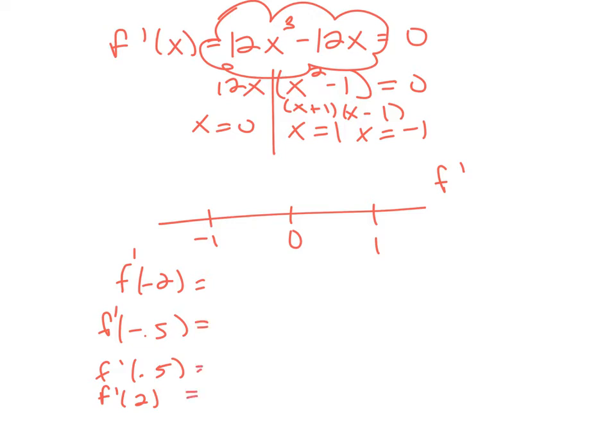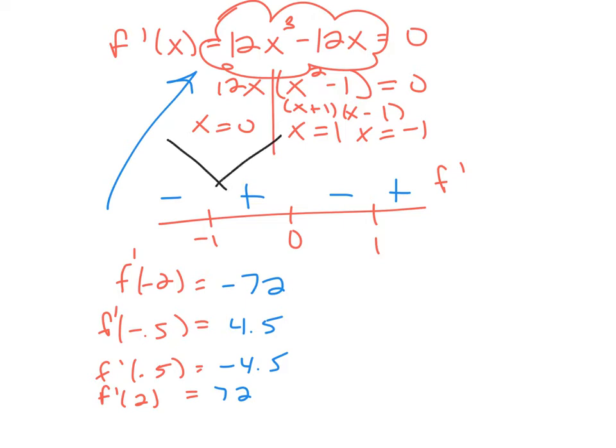When I plug in f prime of negative 2 into my derivative up here, I get negative 72, which gets me a negative value. When I plug in negative 0.5, I get 4.5, which is positive. When I plug in 0.5, I get negative 4.5, which is negative. And when I plug in 2, I get a positive 72, which is positive. Basically, my graph would look something like decreasing, increasing, decreasing, and increasing.